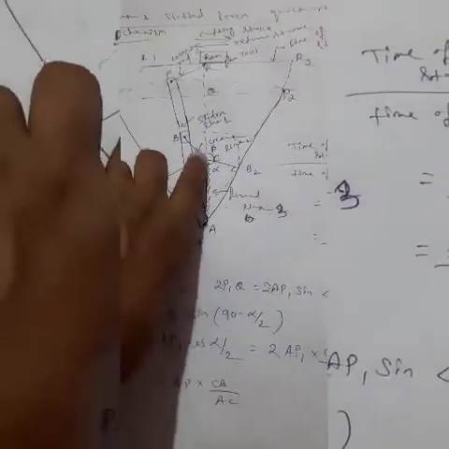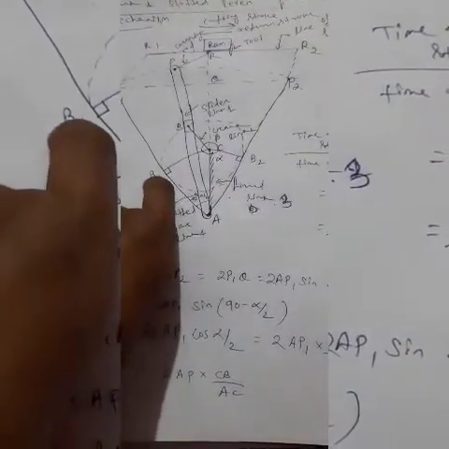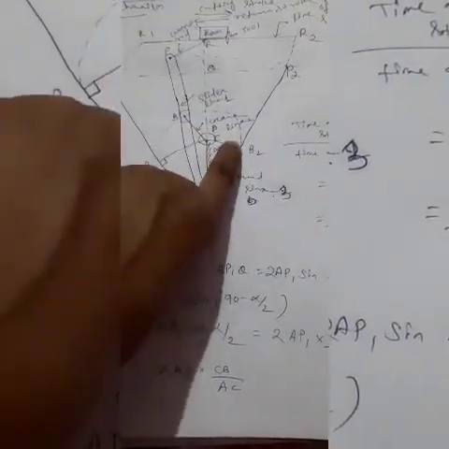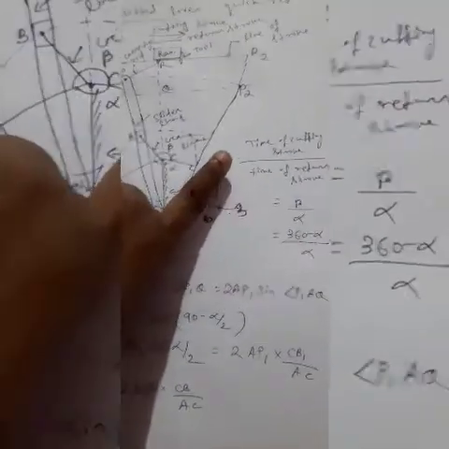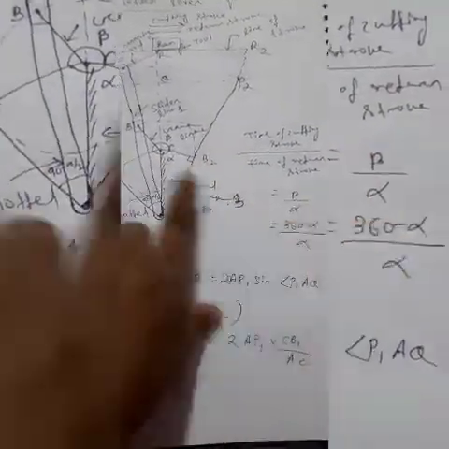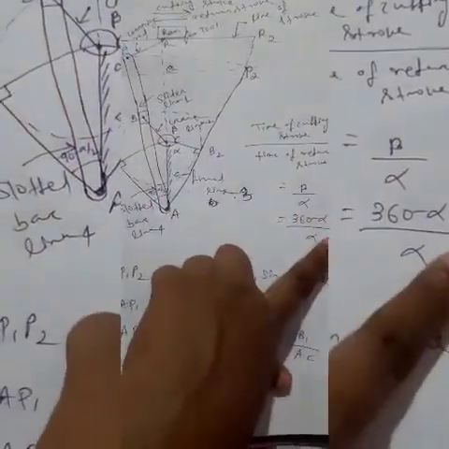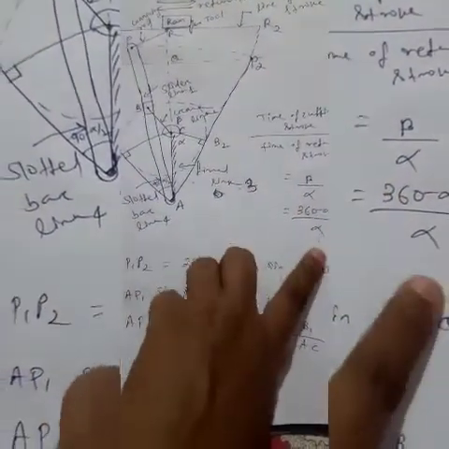During the cutting stroke or forward stroke, the crank will move from B1 to B2. In this case the angle subtended is beta, and during the return stroke it will move from B2 to B1, so the angle subtended is alpha. So the time of cutting stroke by time of return stroke is beta by alpha. Beta plus alpha is 360 degrees, so beta is 360 minus alpha. So the time of cutting stroke by time of return stroke is (360 minus alpha) by alpha.